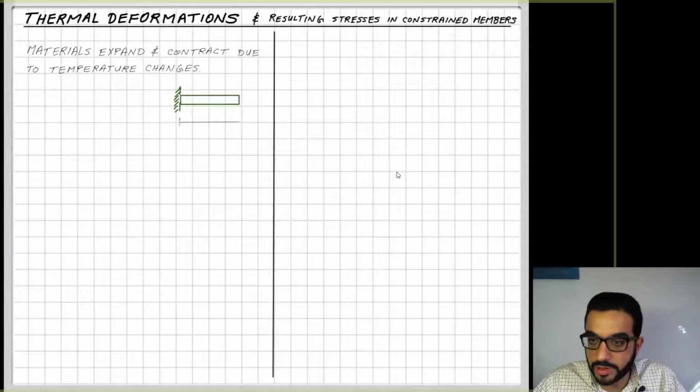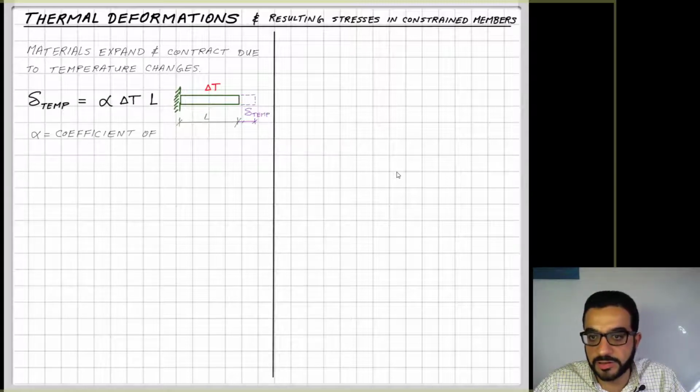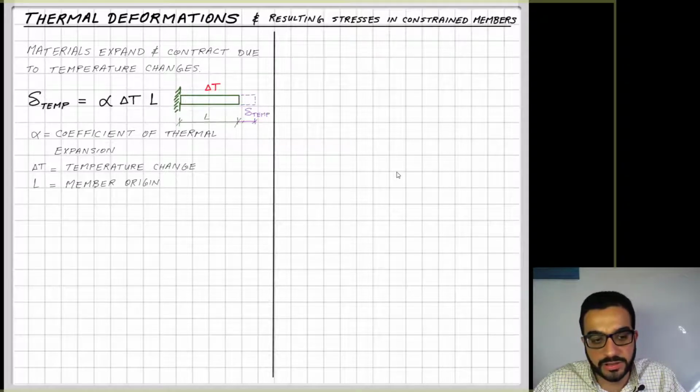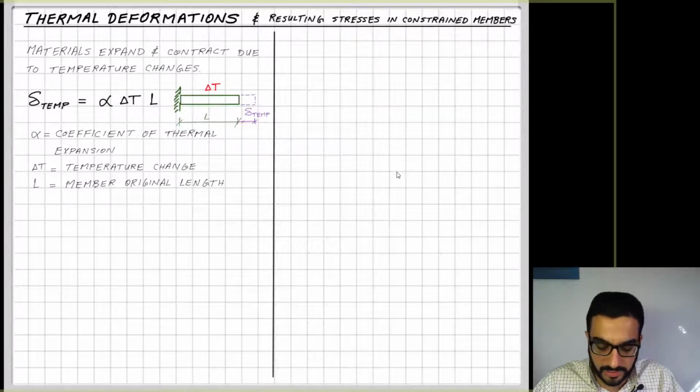So if we show here a member with length L and it's subjected to a difference in temperature of delta T, and this delta T is positive, meaning that it's an increase in temperature, that results in an expansion of the member by delta temperature. And this delta temperature is a very simple formula to calculate. It's alpha delta T L. And alpha is called the coefficient of thermal expansion. Delta T is the temperature change amount, positive if it is an increase or negative if a decrease. And then the member original length is L.